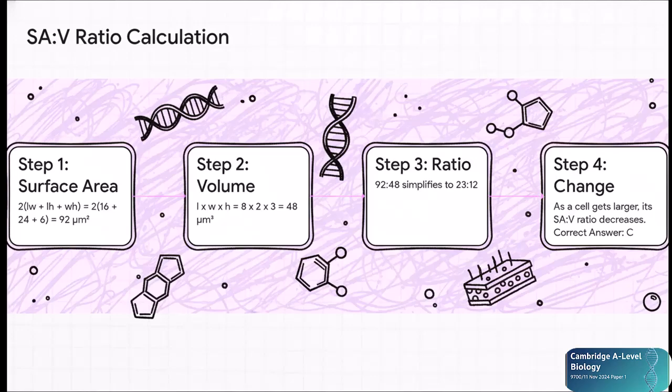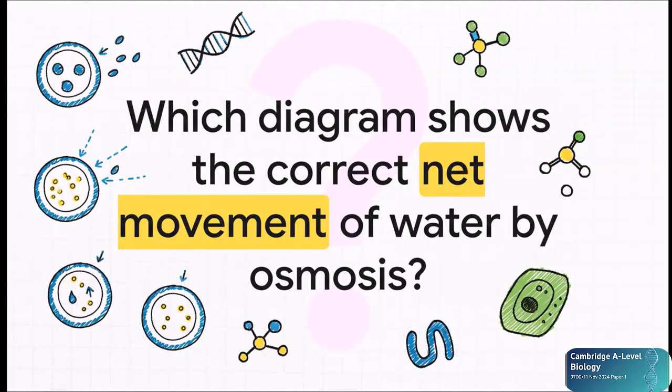Remember this rule. As any object gets bigger, its surface area to volume ratio always goes down. You don't even need to do the new calculation. You just know it decreases. So the ratio is 23 to 12, and it decreases. That means C is our answer. Question 18. Osmosis and water potential.